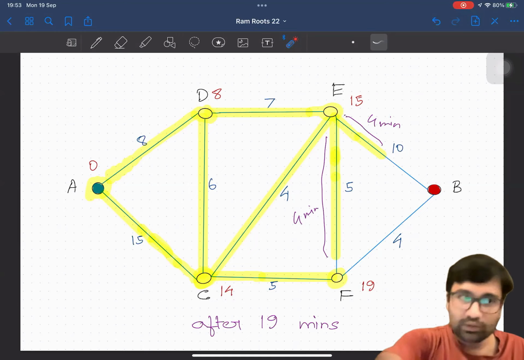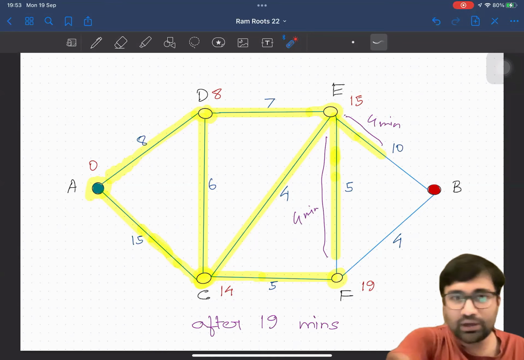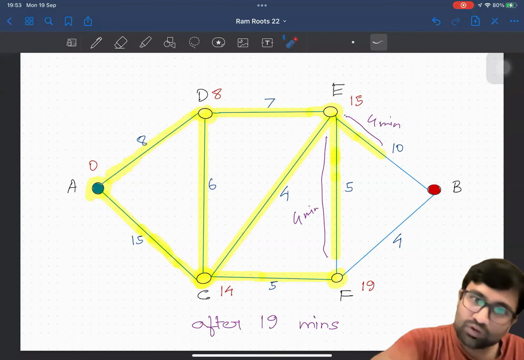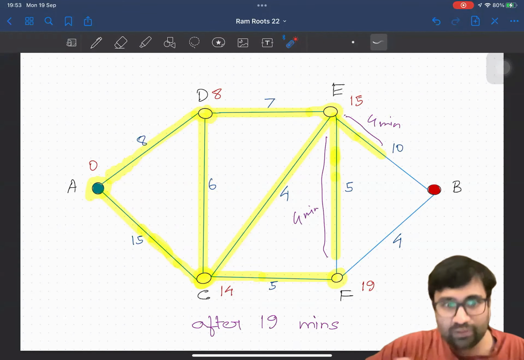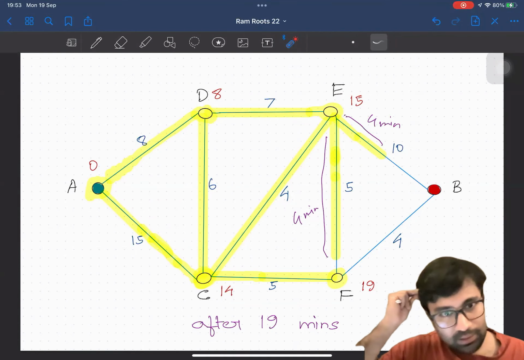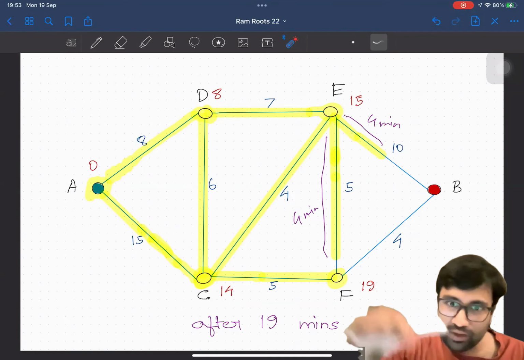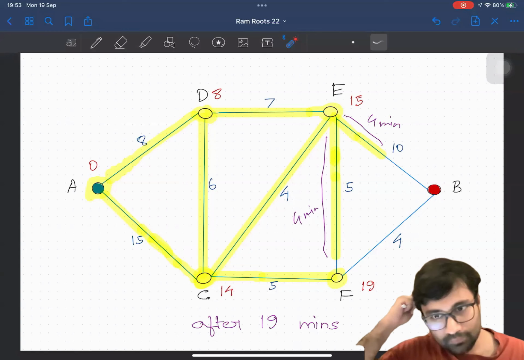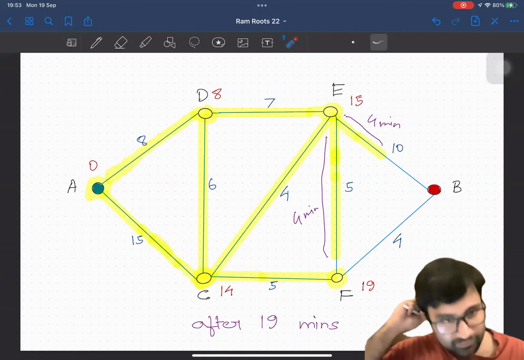See, fire is spreading in parallel everywhere. Fire is spreading from E towards B. Fire is spreading from E towards F. Fire is spreading from F towards B. It's all going on at the same time. So how much time do you think it will take for the fire to reach B? Totally, sir. Okay, the next question. Yes, go ahead.